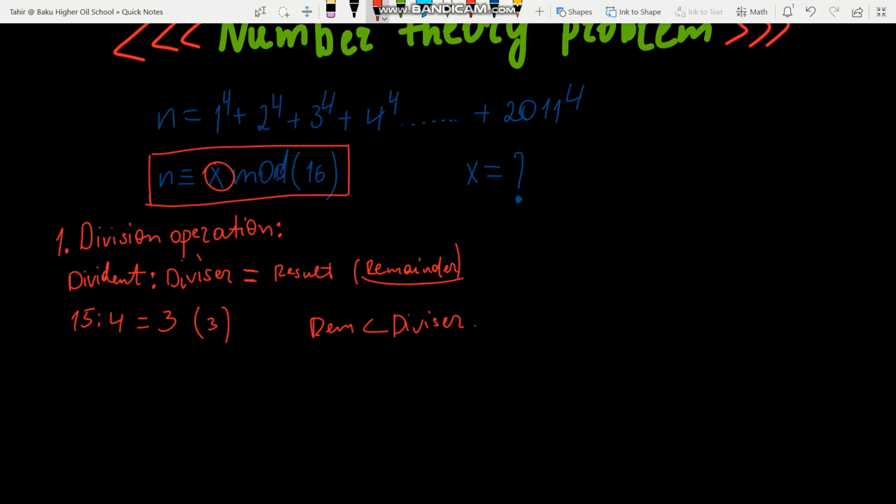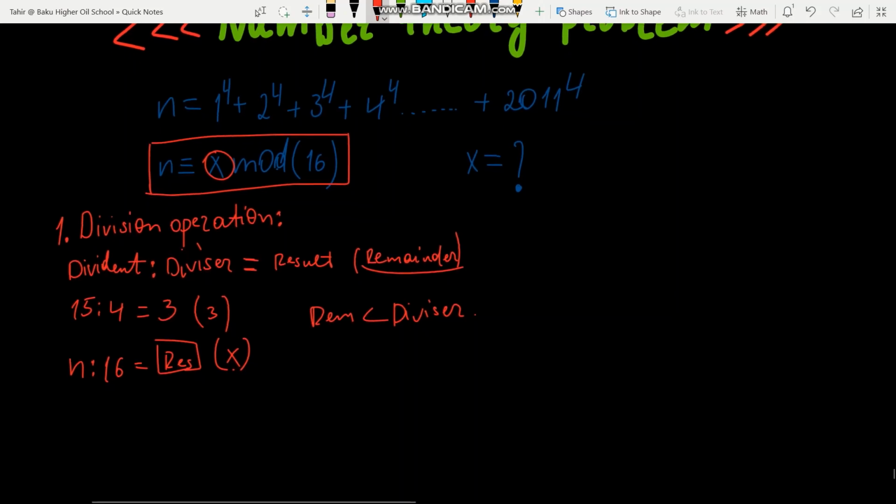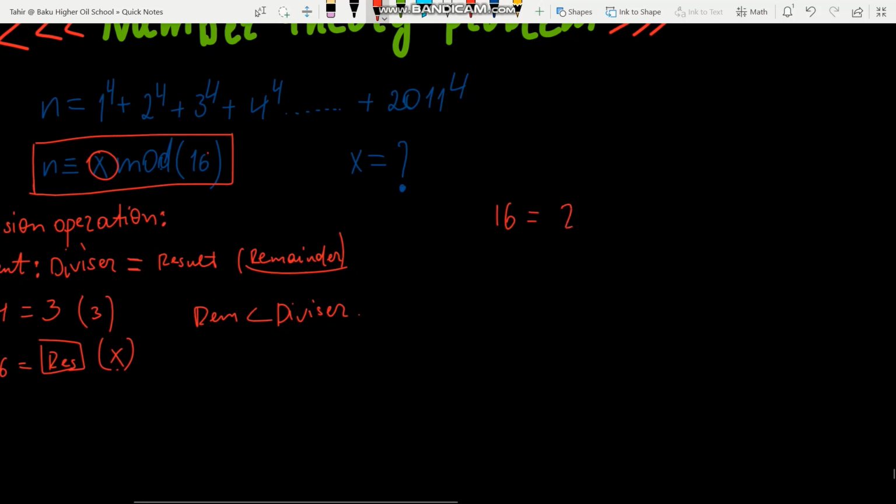We just want to ask that when n is divided by 16, we have some result term here, and we will have some remainder which is equal to x in our case, and we should find what x is equal to. And we talk about 16. As we know, 16 is equal to 2 to the power 4, which means that if we have this term in some part of this expression, we can just eliminate it, because when it is divided by 16, the remainder will be equal to 0.